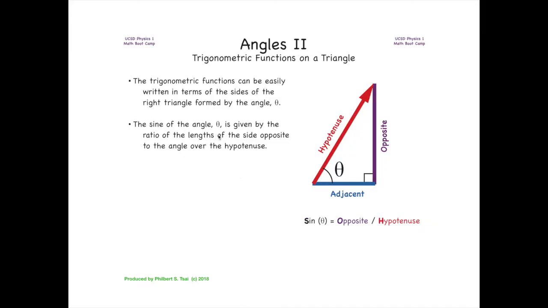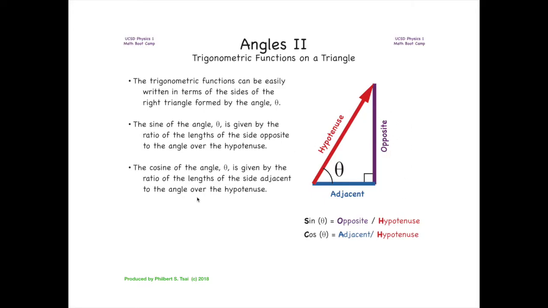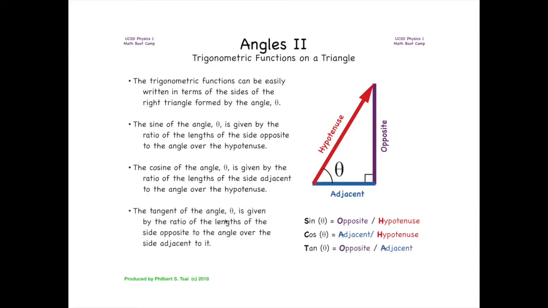In this way, the sine of the angle is given by the ratio of the opposite over the hypotenuse, while the cosine of the angle is given by the ratio of the adjacent to the hypotenuse. And then the tangent of the angle is given by the ratio of the opposite over the adjacent.